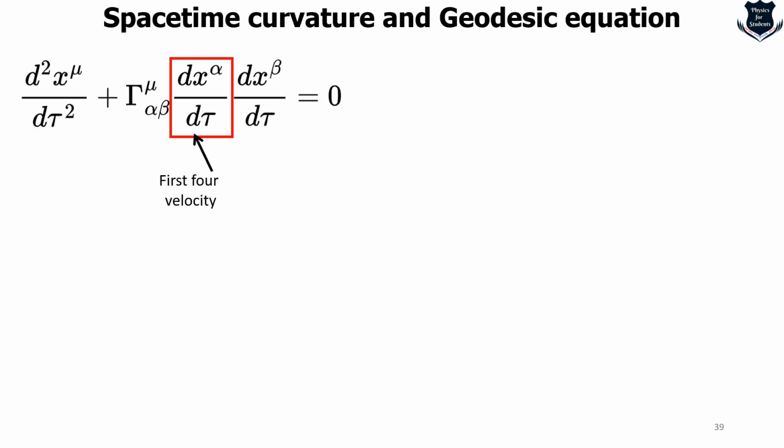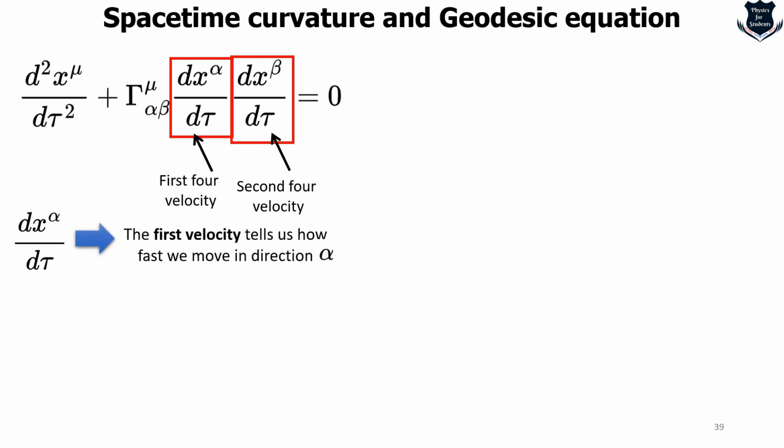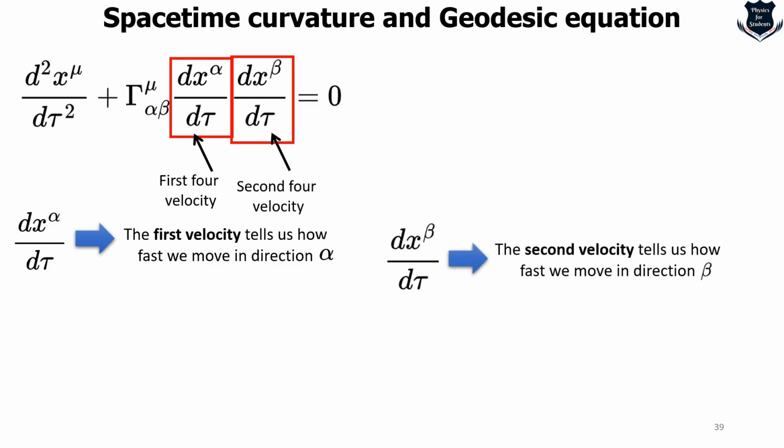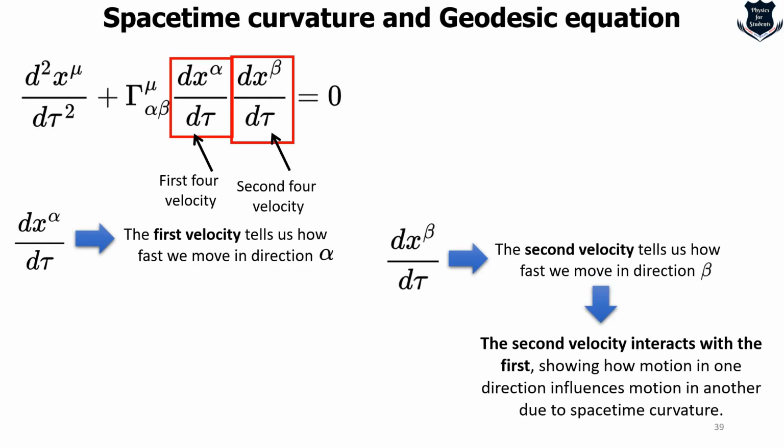Now we come to this one. This is the first velocity and this is the second velocity. What does it tell? The first velocity tells how fast we move in the direction of alpha. The second velocity tells how we move in the direction of beta. And the Christoffel symbols also, remember, carry both the alpha and beta terms. That means they tell how these two velocities interact in space-time curvature. So that alpha beta, which is there in the first and the second velocity, has to be there in the Christoffel symbols because this is a correction factor.